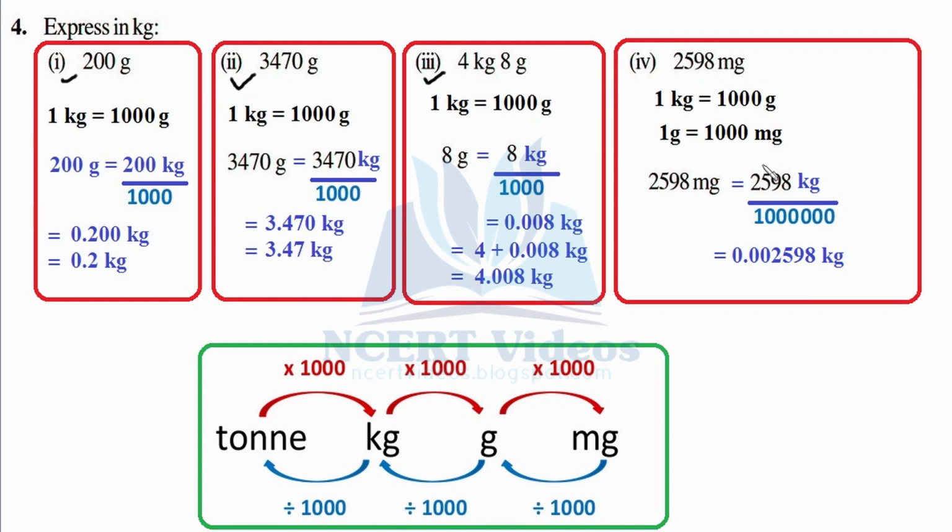So first write this thing, then divide it by 1, 2, 3, 4, 5, 6 zeros, placing 1 before it. So first we will write 2598 as it is, then count these: 1, 2, 3, 4, 5, 6, and then 0 before it. So this is how you go from one unit of measurement to another unit of measurement.